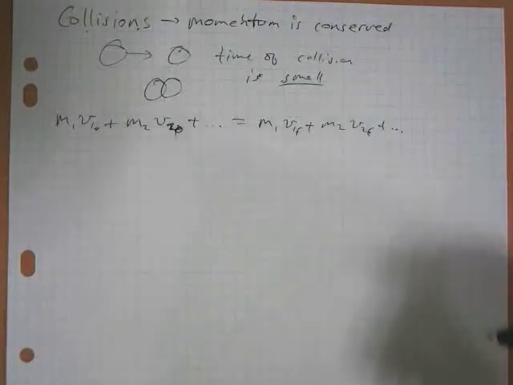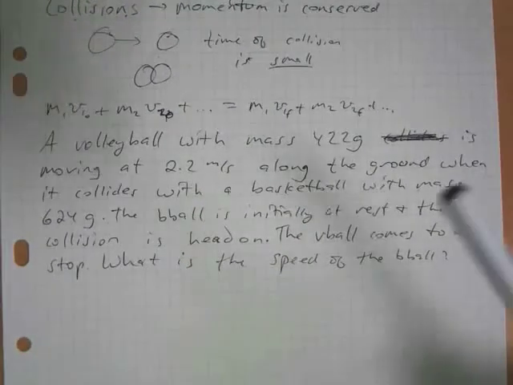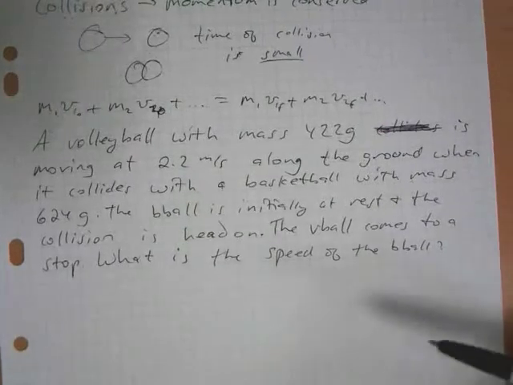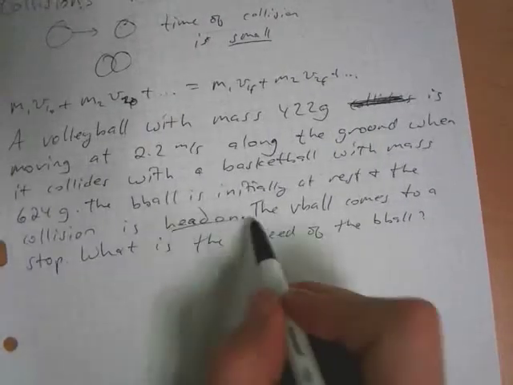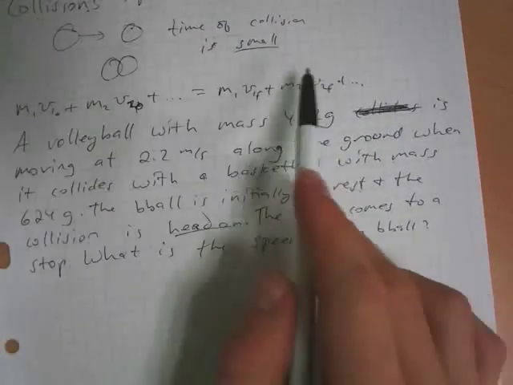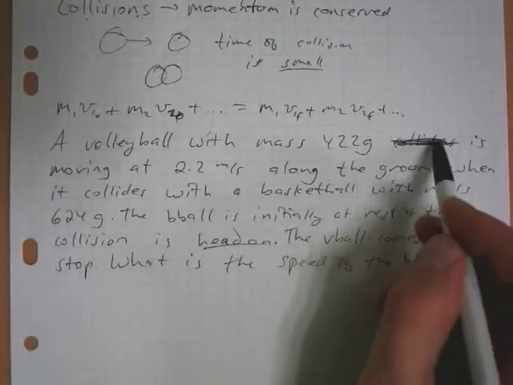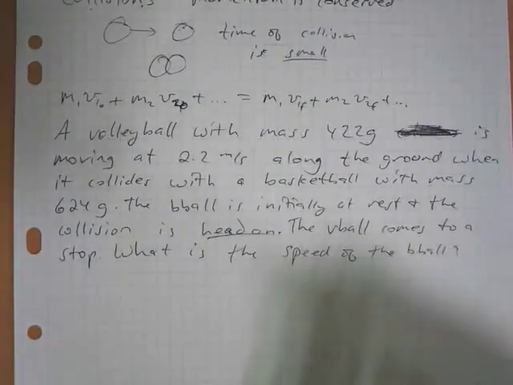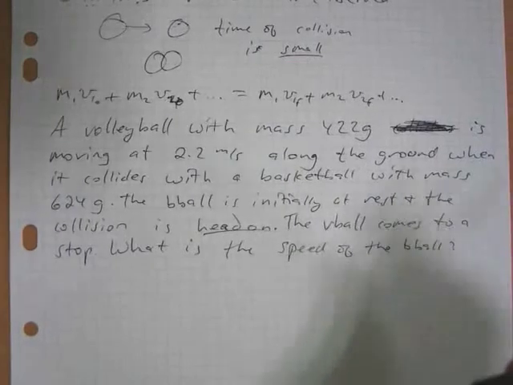So let's look at an example. Let's say we've got a volleyball with mass 422 grams. It's moving at 2.2 meters per second along the ground when it collides with a basketball with mass 624 grams. The basketball is initially at rest and the collision is head-on. Saying the collision is head-on just means that this is all happening in a straight line. Nothing goes off at an angle, so you don't have to deal with vector components of momentum, which we will do later. The volleyball comes to a stop, and the question is, what is the speed of the basketball?